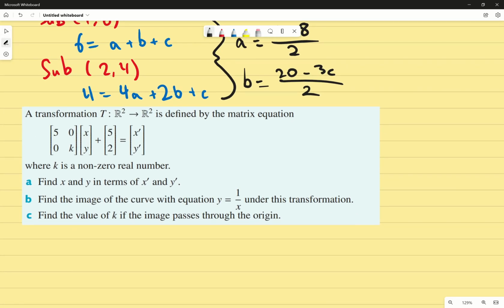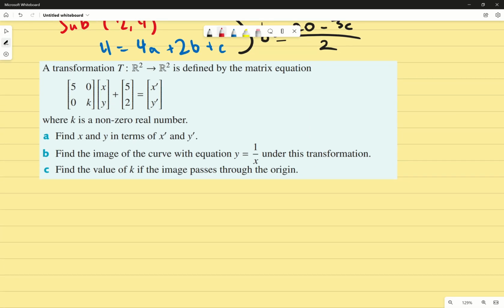Transformations. This one, historically, both this year and in previous years, has been answered very, very poorly. So definitely work with the transformations as much as you can. A transformation, T, R squared to R squared is defined as the matrix below. We've got this right here, this matrix, where k is a non-zero real number. Find x and y in terms of x dash, y dash.